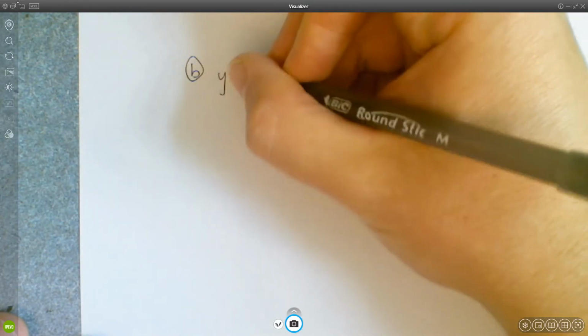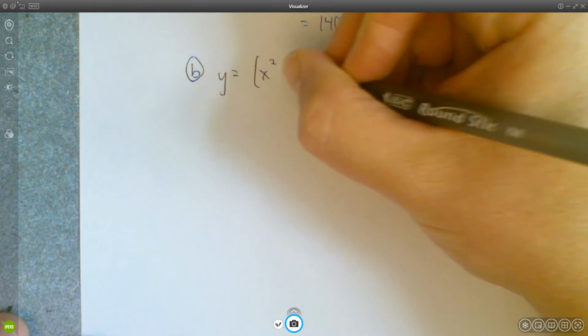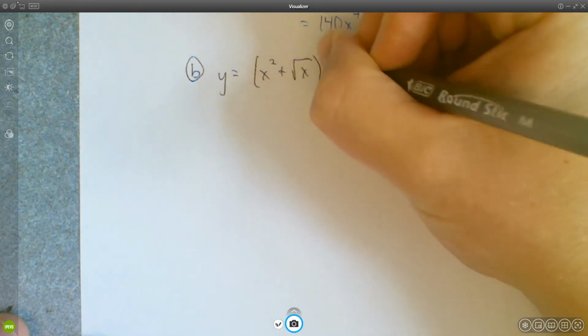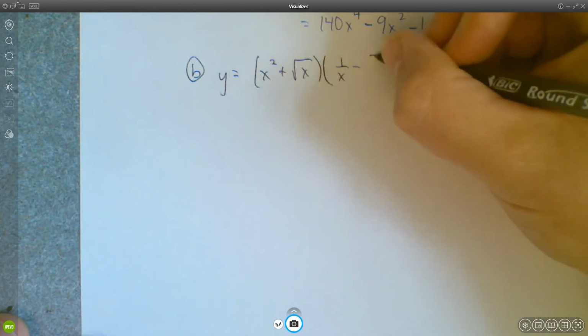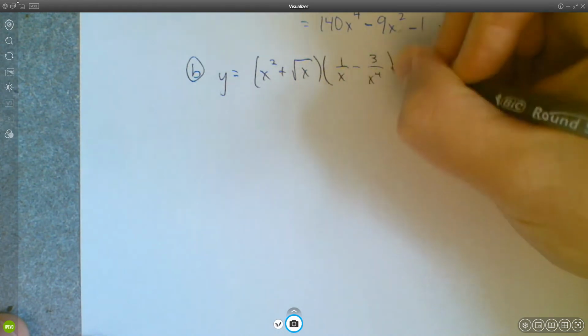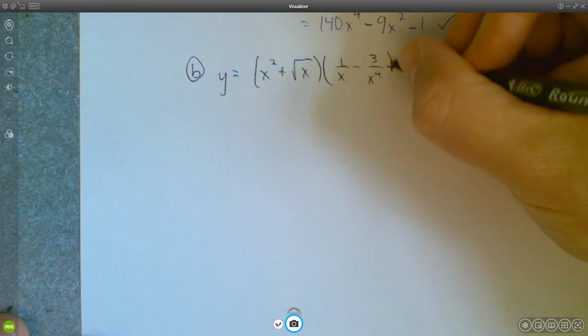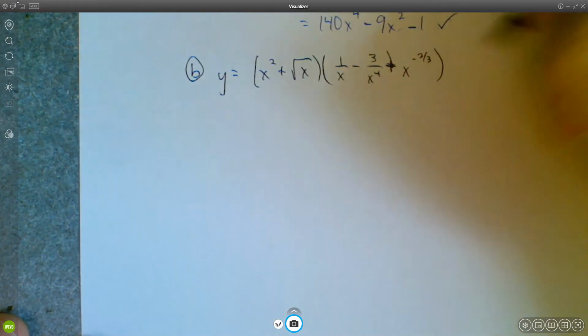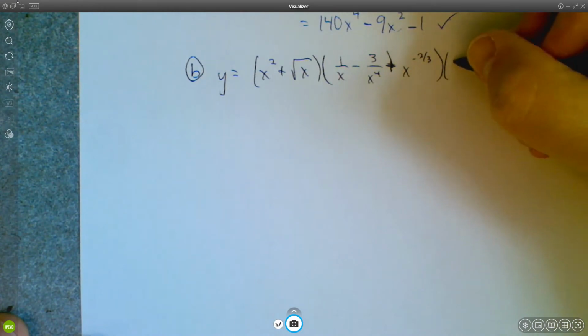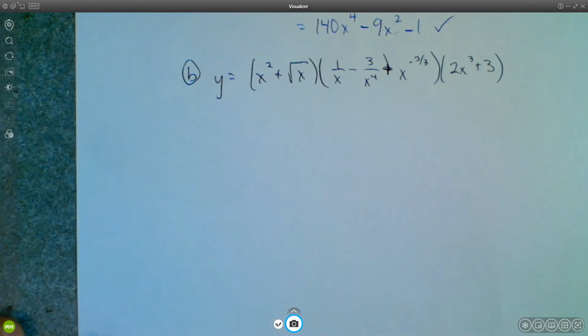We've got y equals x squared plus square root of x times 1 over x minus 3 over x to the 4th plus x to the negative 2/3, okay, times 2x cubed plus 3. Okay, so let's say that this is our beast of a function that we want to differentiate.